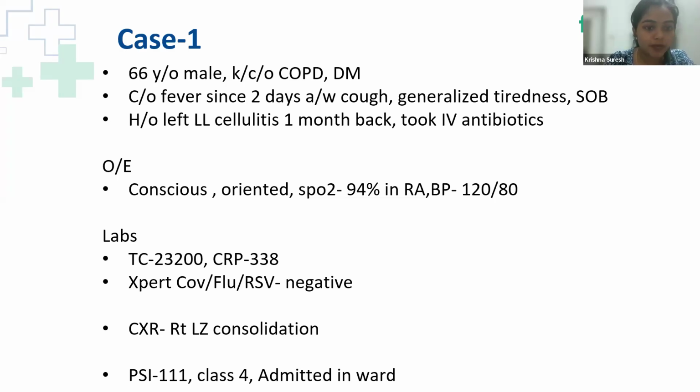On examination, patient was found to be conscious, oriented, SpO2 was 94% in room air, and BP was normal. Counts and CRP were elevated. Xpert Flu RSV was negative. Xpert Flu RSV is a PCR test which is used to detect COVID, influenza, and RSV. So that was found to be negative. Chest X-ray was showing a right lower zone consolidation, and the pneumonia severity index score was calculated to be 111. It belongs to class 4, so the patient was admitted in ward.